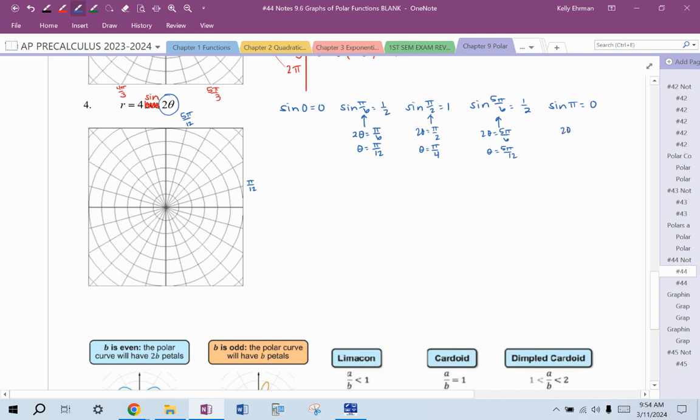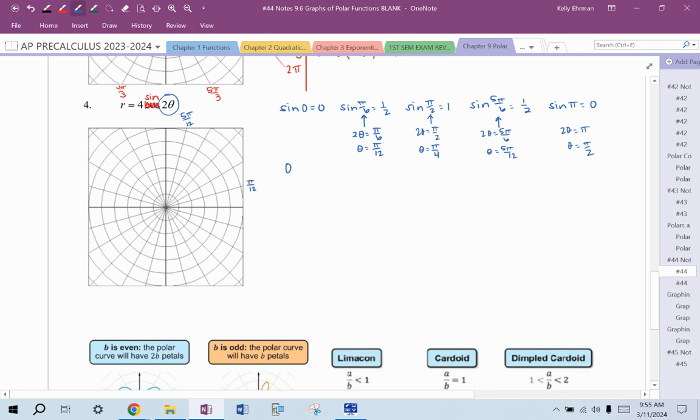What if 2 theta is supposed to equal pi? Theta is pi over 2. This gives me a good idea of what angles I need to plug in. I need to plug in quadrant 1: 0, pi over 12, pi over 4, 5 pi over 12, and then get to the top. And I'll repeat that throughout.